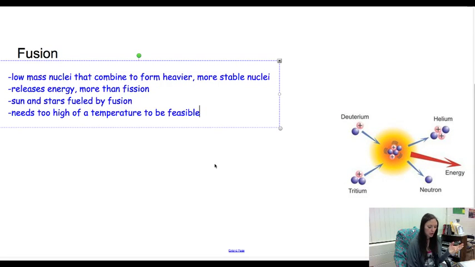And notice in the picture there, you have 2 nuclei. We have a deuterium and a tritium, which are hydrogen isotope names, that fuse together, and we get helium, a neutron, and lots of energy. So 2 low mass nuclei combining to make 1 heavy one.